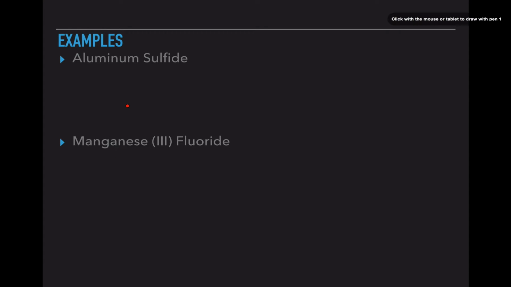Aluminum sulfide is Al. Al has a +3 charge. Sulfur is S with a -2 charge. I'm going to take this, and I'm going to criss. Take this, and I'm going to cross. And I'm going to rewrite it, Al2S3.